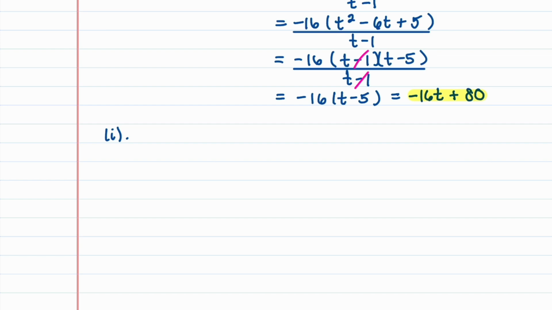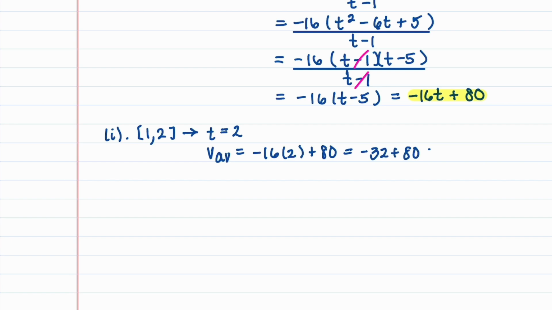Our first interval is from 1 to 2. So we're going to let t equal 2. Our average velocity is just minus 16 times 2, plugging into our formula highlighted up there in yellow, plus 80. This is minus 32 plus 80. So we go to a value of 48, and we always need to put our units in. Our average velocity is going to be feet per second because it was delta y, in feet, divided by delta t, in seconds.